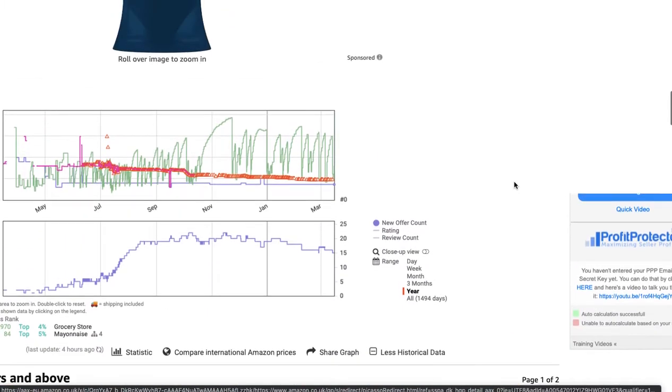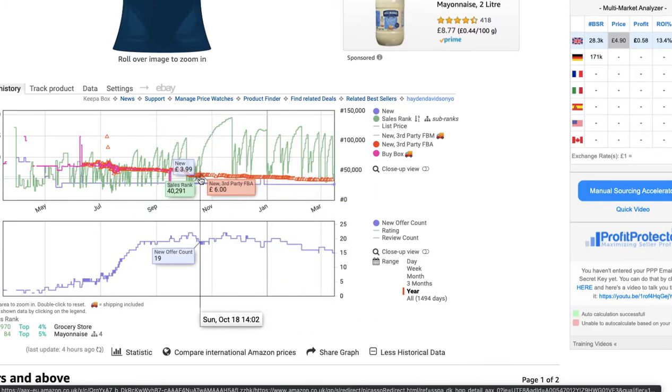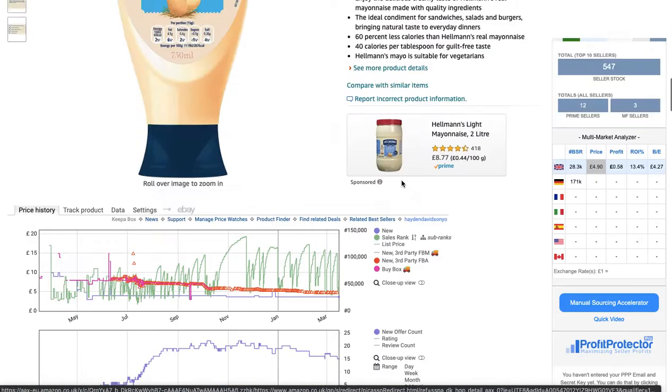So what I need to know is, what's the consistency behind this? I don't want to sell that for $4.90, right? What I want to do is sell that for at least £6. What would happen if we sold that for £6?